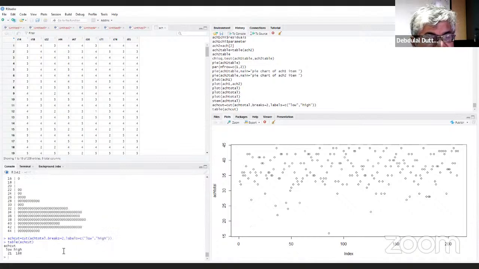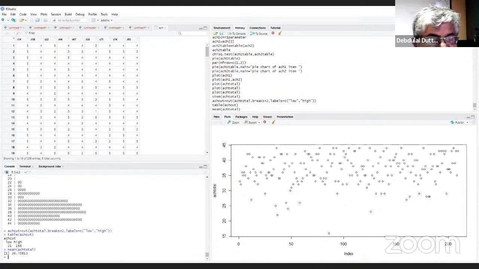For example, here I want to know what the mean is. So the mean is 36.70. That means the mean falls here. And if I want to find out the total data distribution by the quartiles and the minimum and maximum, I can write down 5 num.